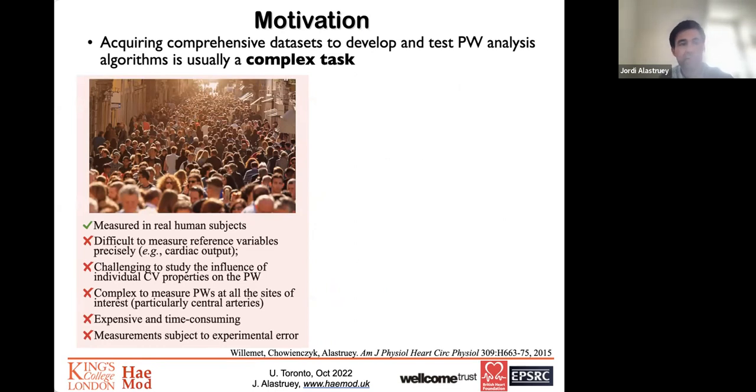And on the left of the slide, you can see some of the issues that we may encounter. It is difficult to measure reference variables precisely, for example, cardiac output or Young's modulus, or arterial wall stiffness. It is challenging to study the influence of individual cardiovascular properties on the pulse wave, and this is because other properties may change concurrently. It is complex to measure pulse wave at all the sites of interest, particularly central arteries near the heart. And acquiring and curating the data is expensive and time-consuming. And also, in vivo measurements are subject to experimental error.